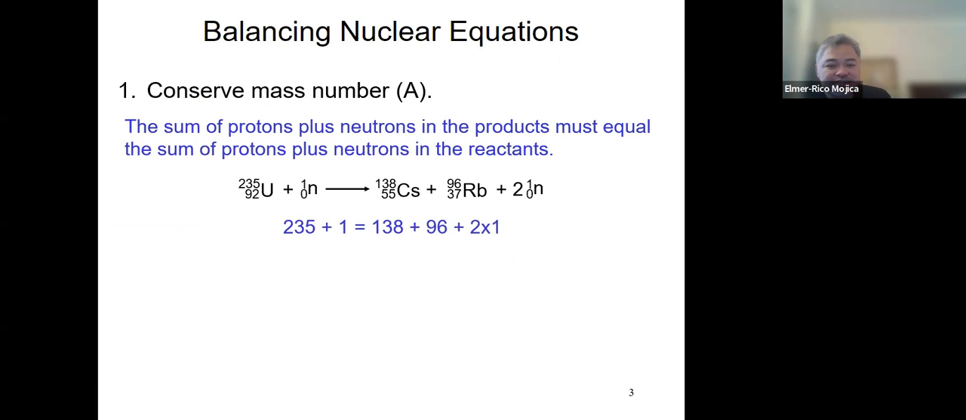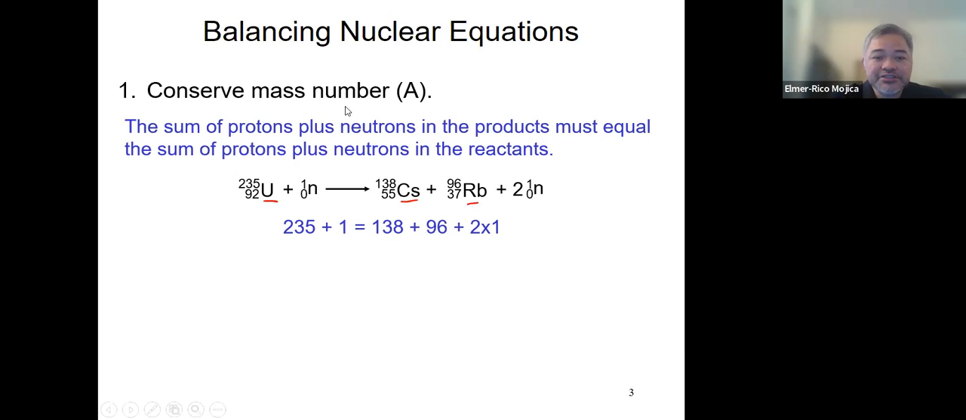Okay, like for instance there, uranium-235 reacting with the neutron to produce cesium, rubidium, and 2 neutron. Now look at the difference of the nuclear reaction. They change in terms of the identity of the element. It doesn't happen in what we call typical chemical equation. So that's one of the difference.